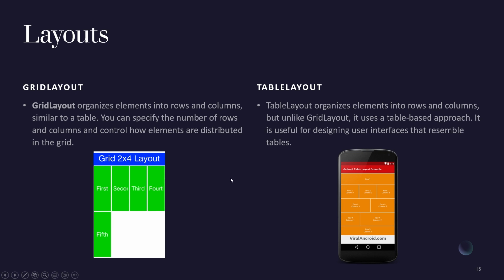Table layout organizes elements into rows and columns, but unlike grid layout, it uses a table-based approach. It is used to design user interfaces that resemble tables. You see, for example, in table layout, you put all different items in a row. Row 1 is separated into 3 parts. Row 3 is in 2 parts, but not symmetric parts. One part is bigger than the second column.